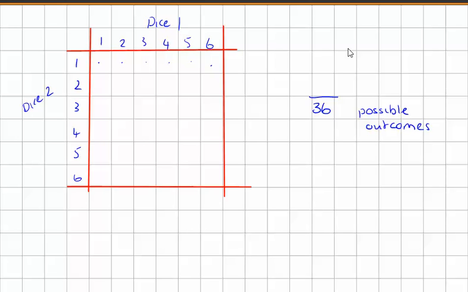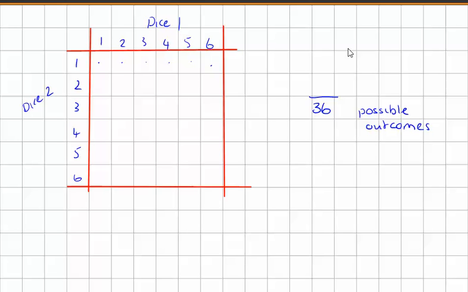So it's going to be out of 36. So the maximum amount that you can get on one dice times the other dice. So like if there were 3 dice, it'd be 6 to the power of 3. Smart. And if there were 4 dice, 6 to the power of 4. Yeah, smart. Okay, so with 2 dice, we've got a two-way table.